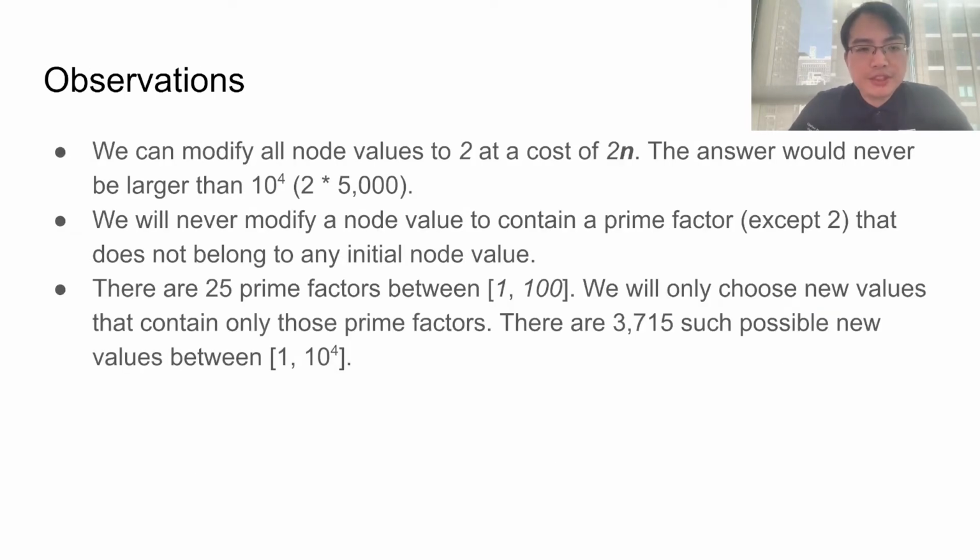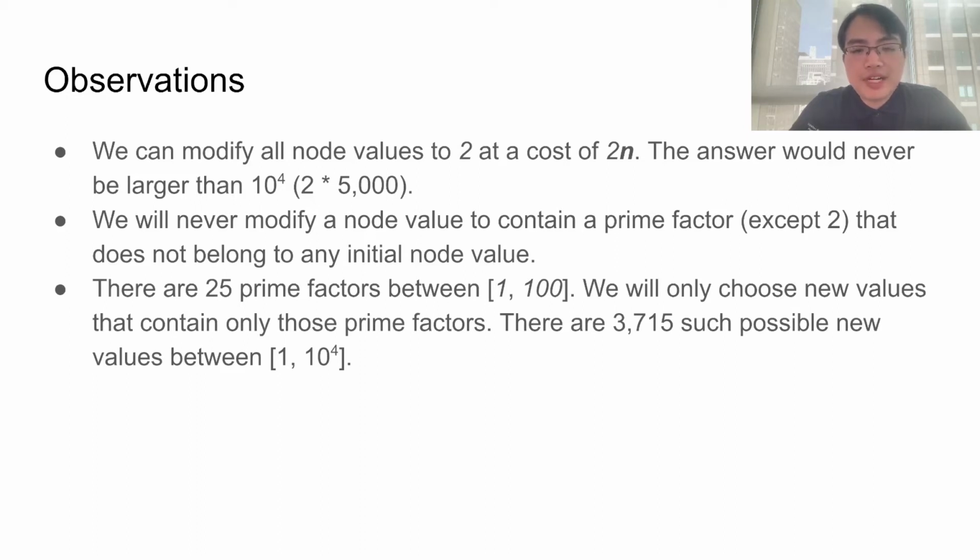The key observations to solving this problem are the following. First, we can always modify all node values to 2 at a cost of 2n. Therefore, our answer will never exceed 10 to the 4th. Secondly, we will never choose a new node value that contains a prime factor that does not belong to any initial node value, except for 2.